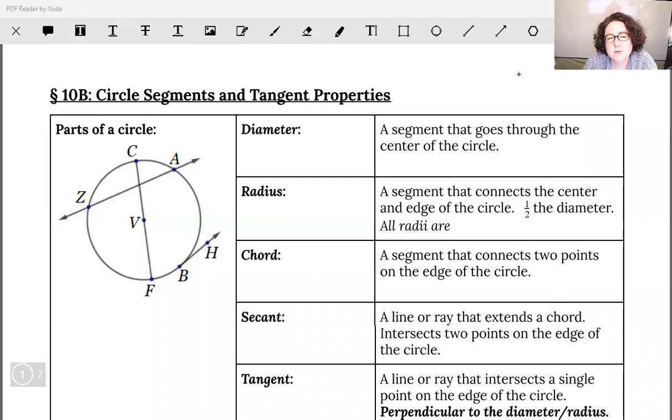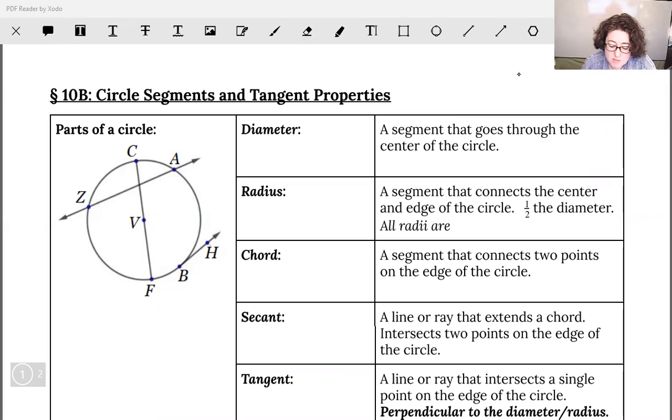Today we're going to look at some of the other segments that we might deal with in circles. So not just a radius and diameter, but some additional segments and some additional properties that will help us figure out diagrams and solve some problems. So the parts of the circle we're looking at today, we start with what we know, diameter and radius.